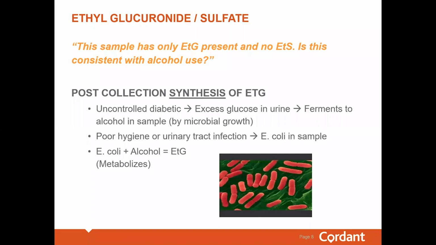If this individual also had a urinary tract infection, it could be providing E. coli to the sample. This E. coli then metabolizes the alcohol and creates ethyl glucuronide. As I said, this would be quite a rare set of combined circumstances.